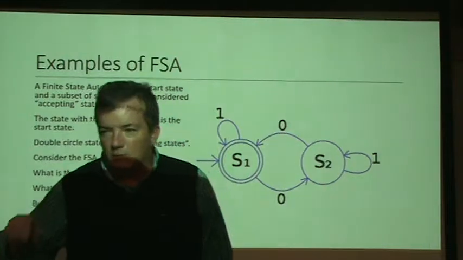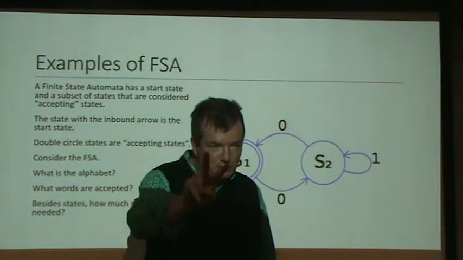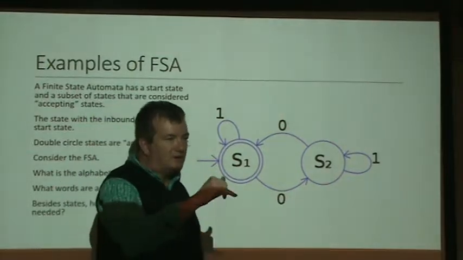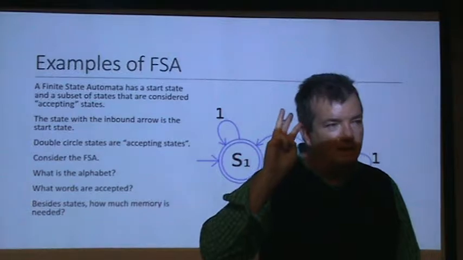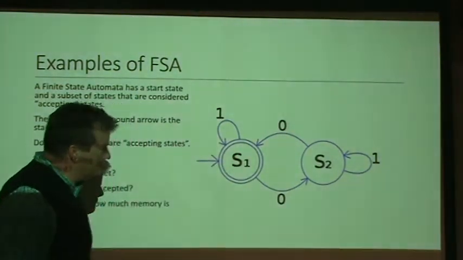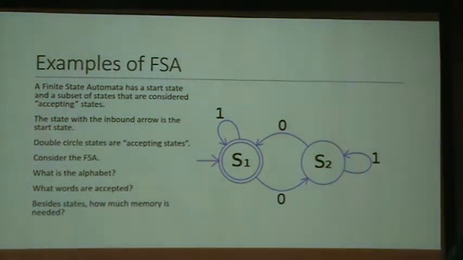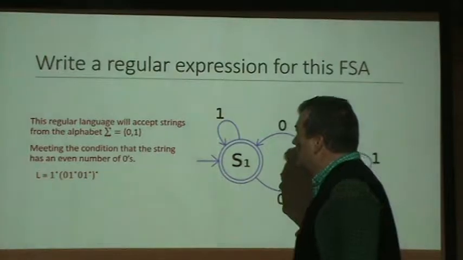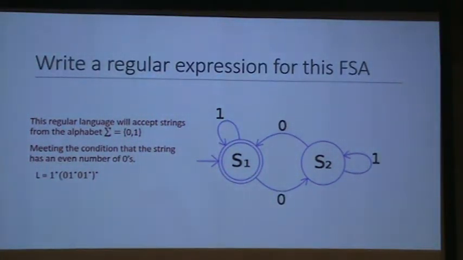So would 1, 1, 1, 0, 1, 1, 1, 0 be acceptable? Yes, because it has 2 zeros. Would 1, 0, 0, 1, 1, 0 be acceptable? No, because it has 3 zeros, and odd numbers of zeros don't count in this language. Okay. All right. Write a regular expression for this finite automata.